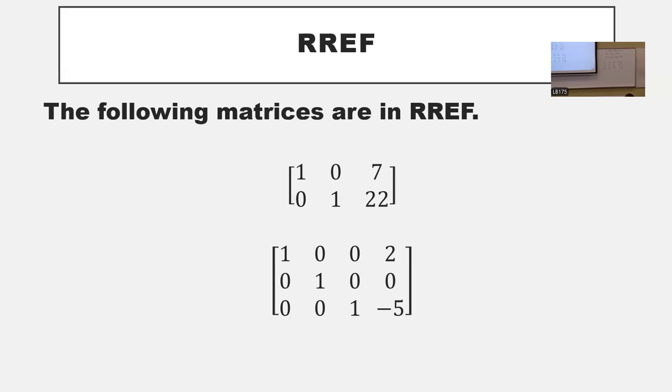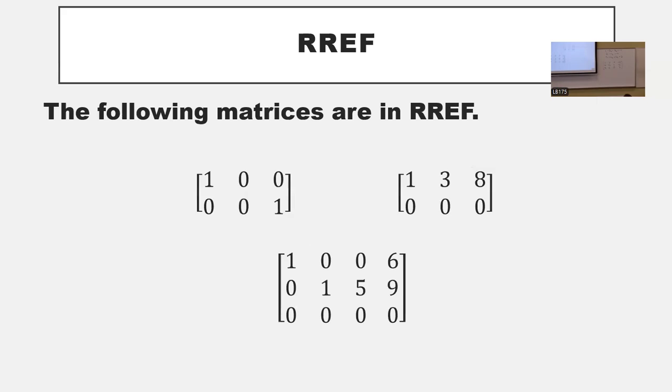Notice that we have this stair-step effect where our lead entry in the upper left-hand corner is 1, then we go down and to the right to get to our next one, down and to the right to get to our next one. Now there are other versions of row reduced echelon form.